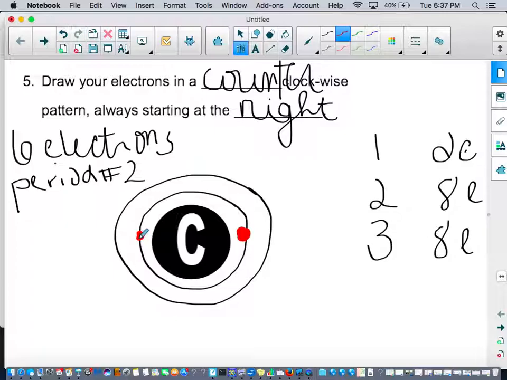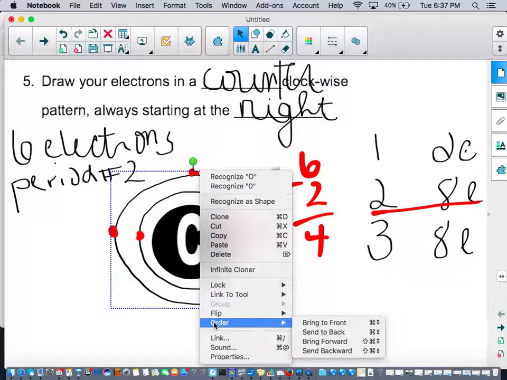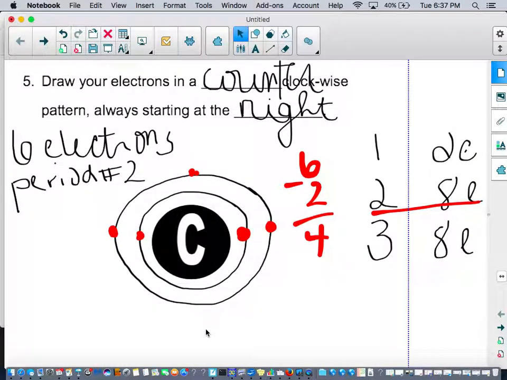I need 4 more, so I'm going to go to my second shell. 8 electrons are allowed on that second shell. However, I don't need 8 because there's 6 total. So 6 minus 2 means I have 4 more electrons I need to draw. According to that rule, we start on the right-hand side and we go in a counterclockwise direction. Oops. Can't get that last one.